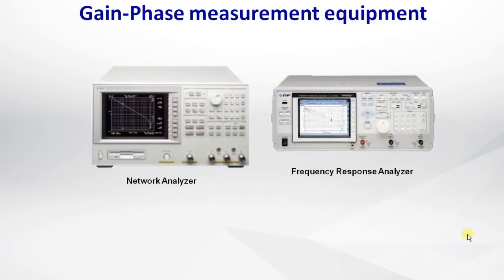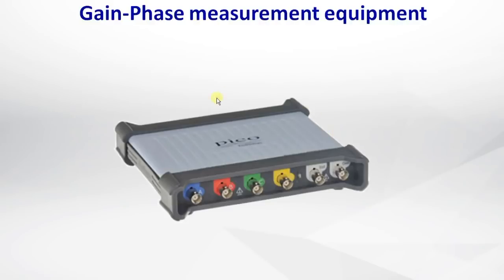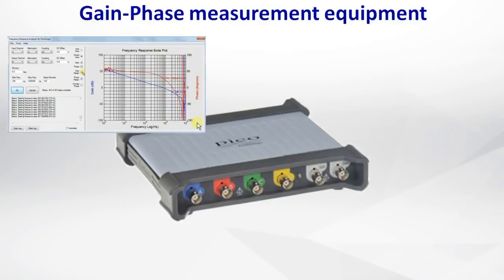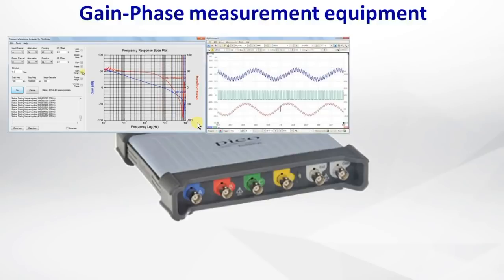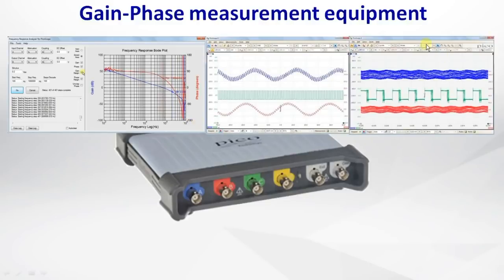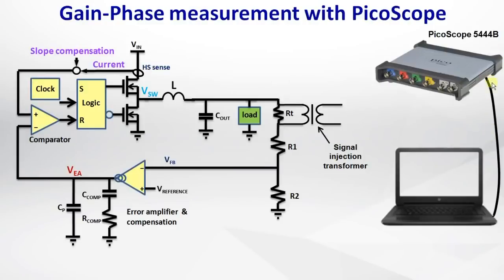Gain phase measurements are often performed using network analyzers or frequency response analyzers. Drawback of these devices is that they only show the result in the frequency domain. For this video, I will use a Picoscope and a frequency response analyzer utility. The advantage of this equipment is that it lets you look at the signals both in time domain and in frequency domain, which gives you a better understanding of the measurement and can be used to check the converter operation during the gain phase measurement. Picoscopes are PC oscilloscopes.